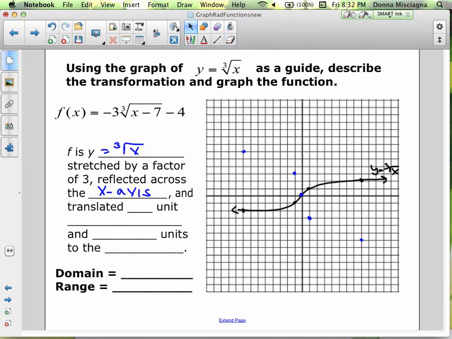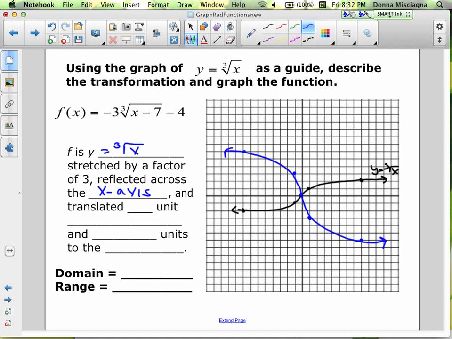All right, so we're growing, we're stretched vertically. Right? And then we're reflected. So whatever was on the positive side before is now on the negative side. Whatever was on the negative side of the x-axis is now on the positive side. All right, so here is our base graph. Look how quickly that grows.